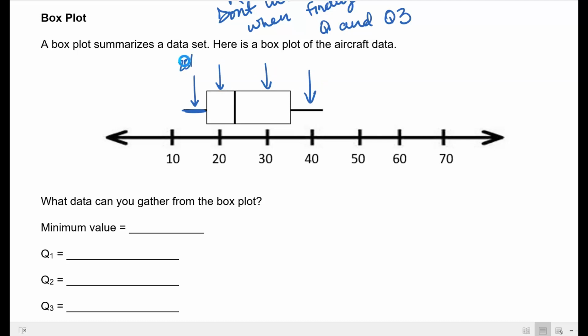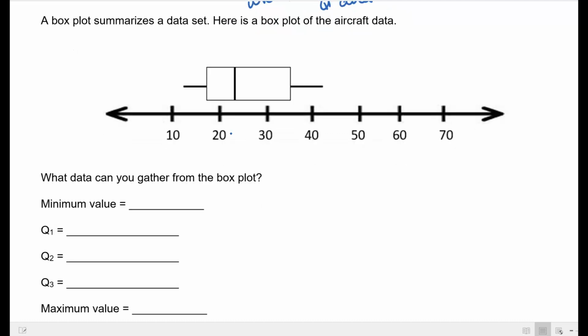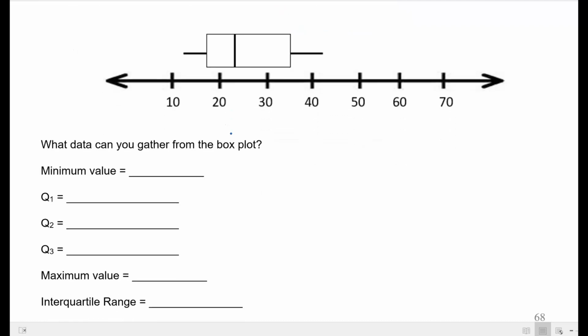Each section has 25% of the data inside of it. If one part of the box looks bigger than the other, for example, this section of the box looks a little wider, all that means is that there's a wider range of values there. It doesn't mean that there are more values in that section of the box. Okay, I'm just going to erase this here. We're going to look at each of the sections of the box and try to pull out some more specific information.